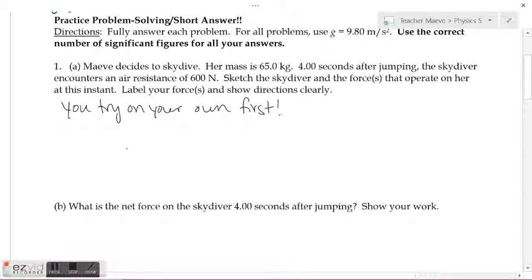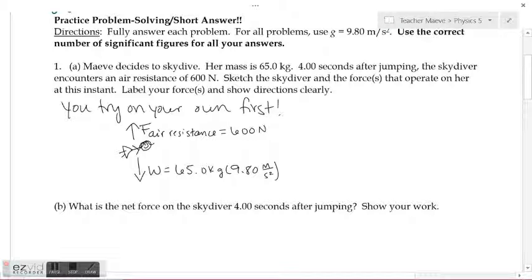Welcome back from the video. So hopefully you drew me. Here I am smiling because I'm skydiving. It's very exciting. And the force acting on me is my weight going down. That's the force due to gravity. And there's air resistance pushing back up. My weight, we know, is mass times acceleration due to gravity. So I've got my 65.0 kilograms times 9.8 meters per second squared. And my force, that's air resistance, is 600 newtons. That was given to me.